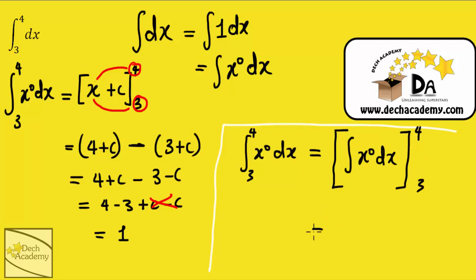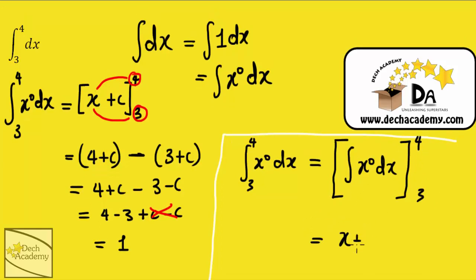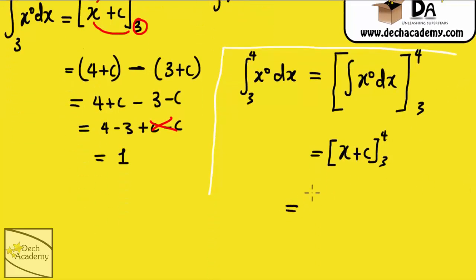So what you do here is just find the indefinite integral, which is x plus c, and then I have my 4, my 3, and I substitute them in turn. So I have 4 plus c minus 3 plus c, which when I simplify gives 1. So I'm going to represent my problems in this form from now on.